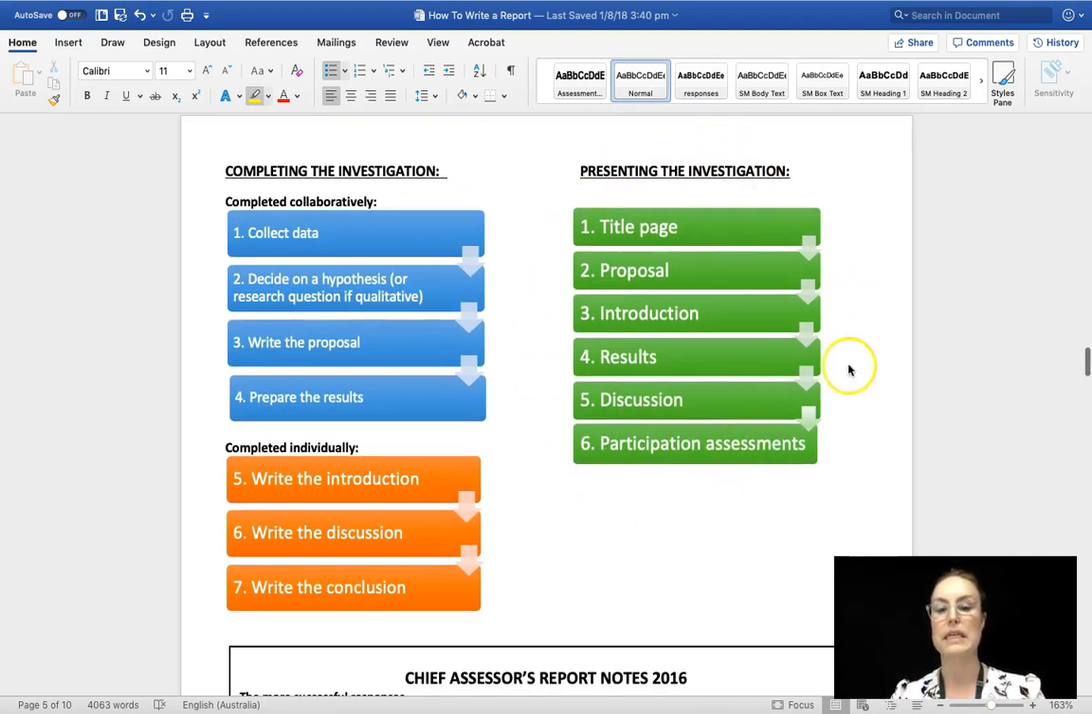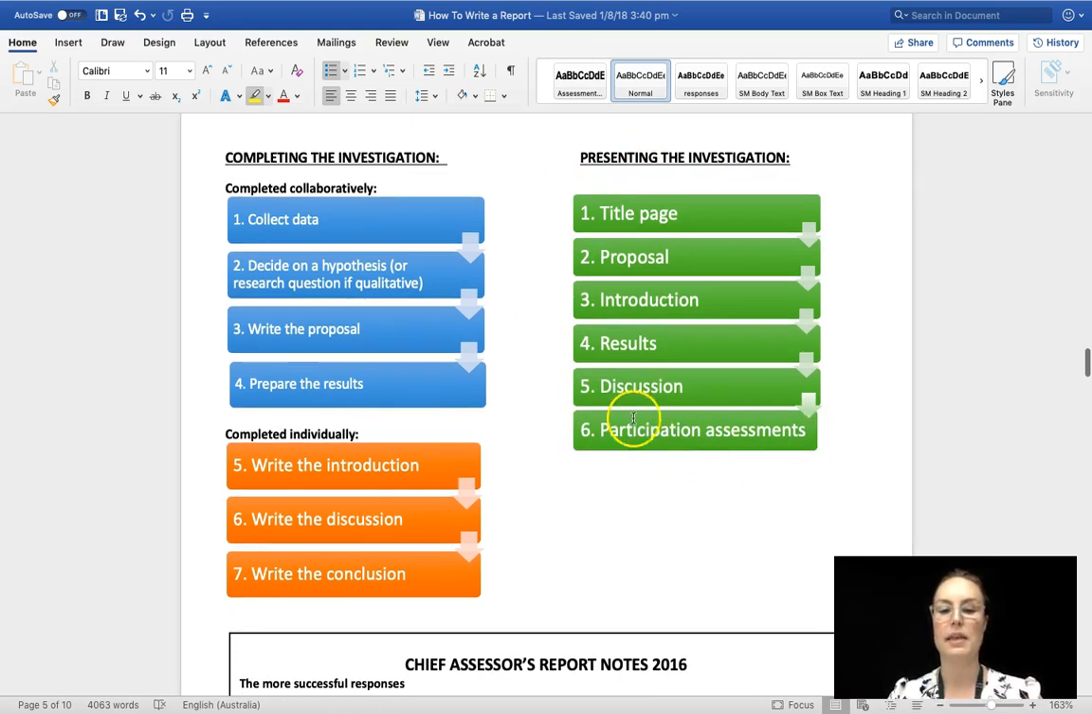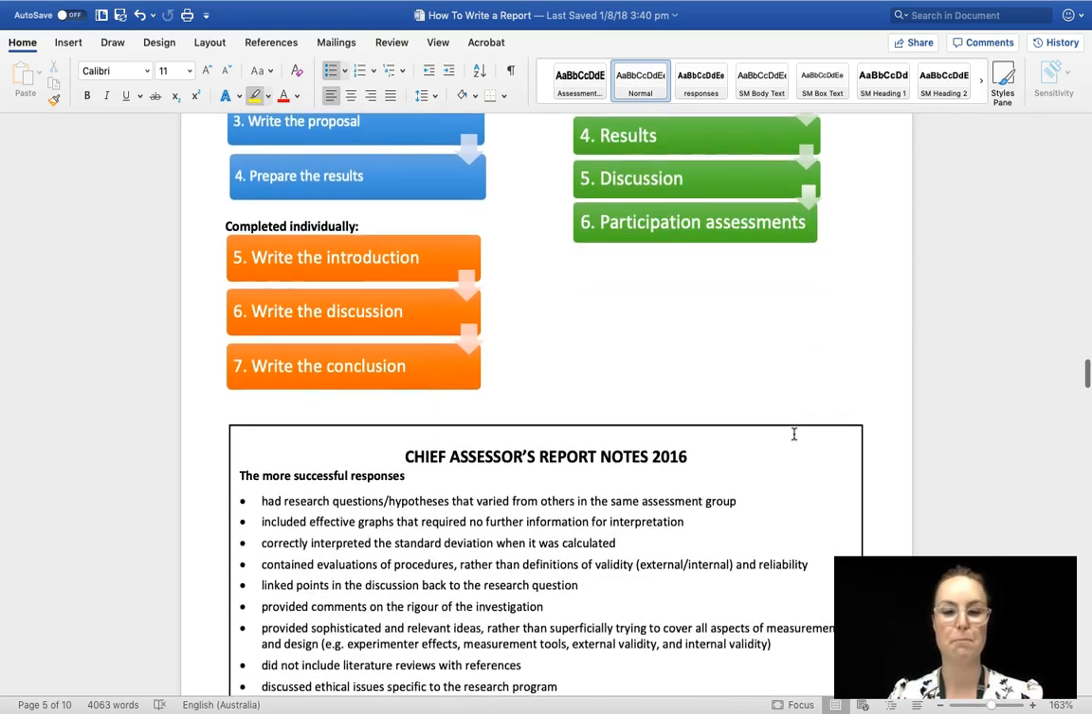And when it comes time to presenting it in a document, it needs to go in this order. The participation assessments is just the peer and self-assessment I showed you before.